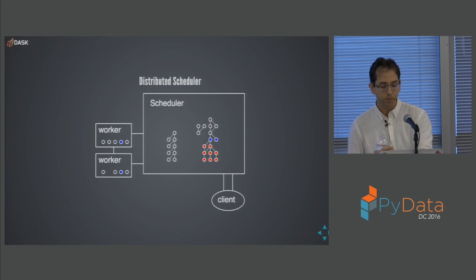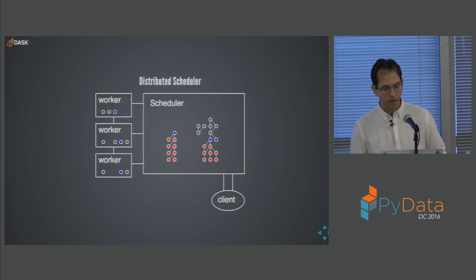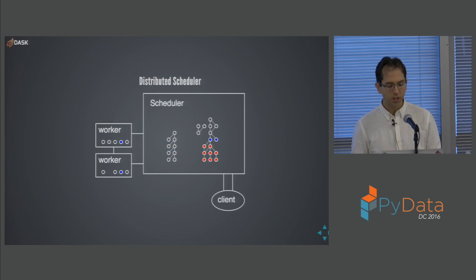Workers can go away, and it looks like this computation up here at the top corresponded to this computation here in the scheduler. And so we've lost that computation, but it's okay because we know how to recompute it. So this goes to your question earlier about resiliency.